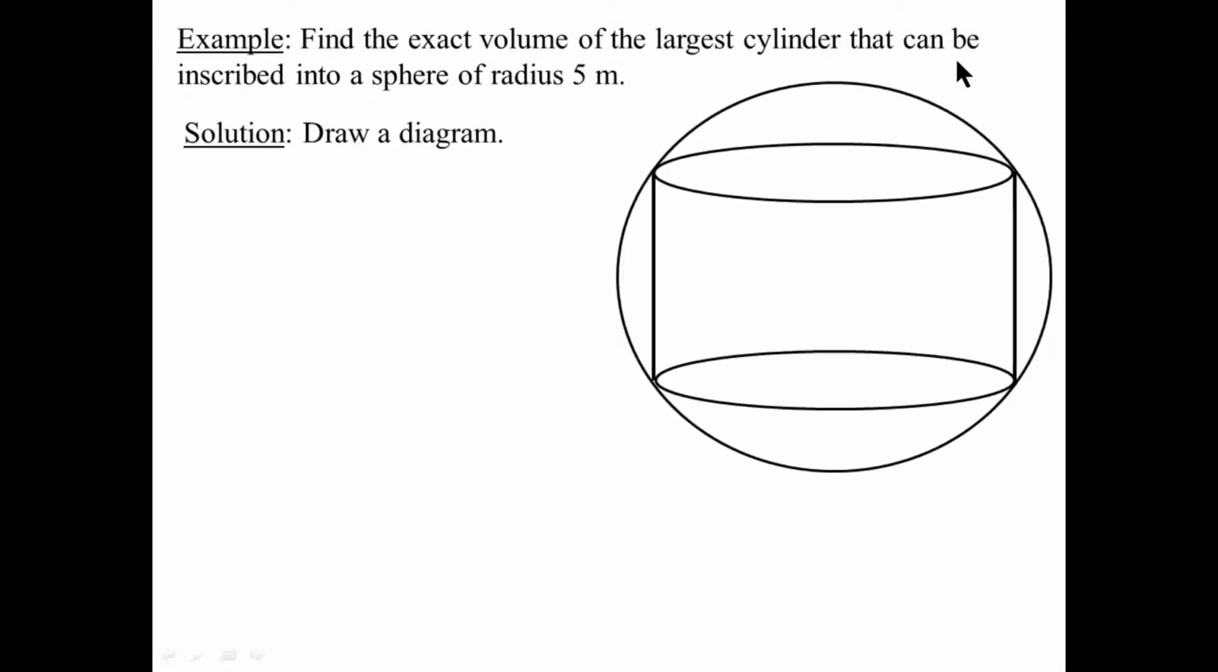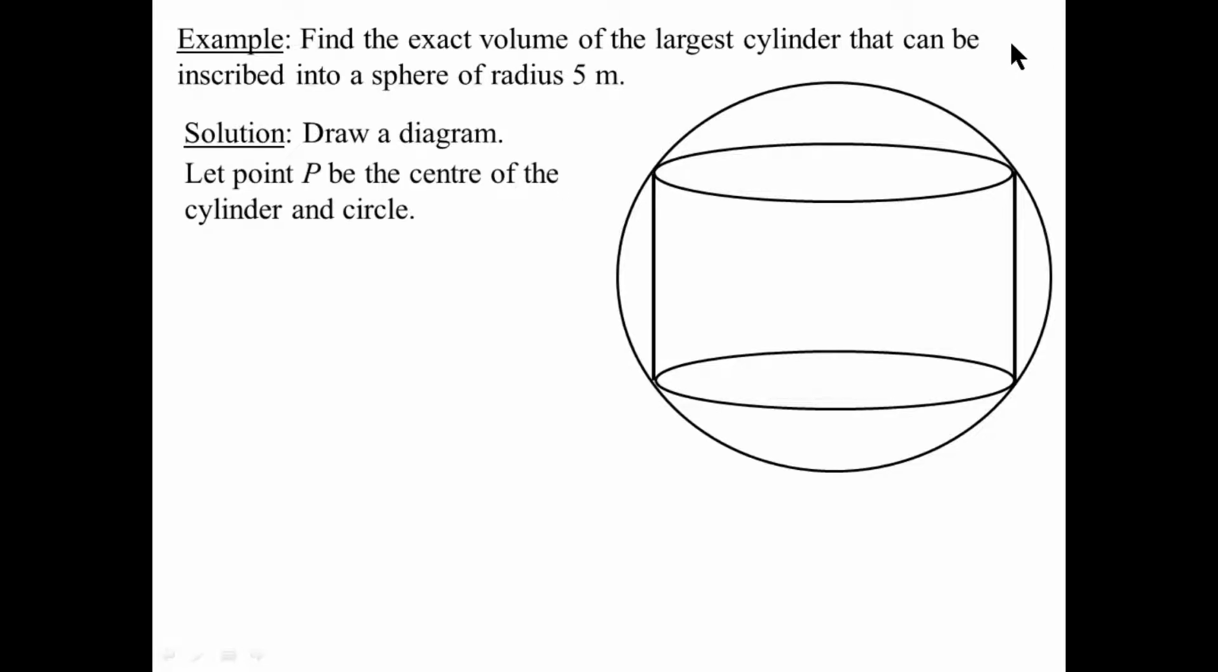Solution. Draw a diagram. This is a cylinder inscribed into a sphere. Now it could be a pipe. If we were to take this part of the cylinder and slide it up and make it smaller so that it still fits inside the sphere, it could be a long tube like a pipe, or we could drag this down here and make it almost like a hamburger patty, a wide, thin cylinder. And the question is, which cylinder has the maximum volume, and what is that exact volume? So we do the math.